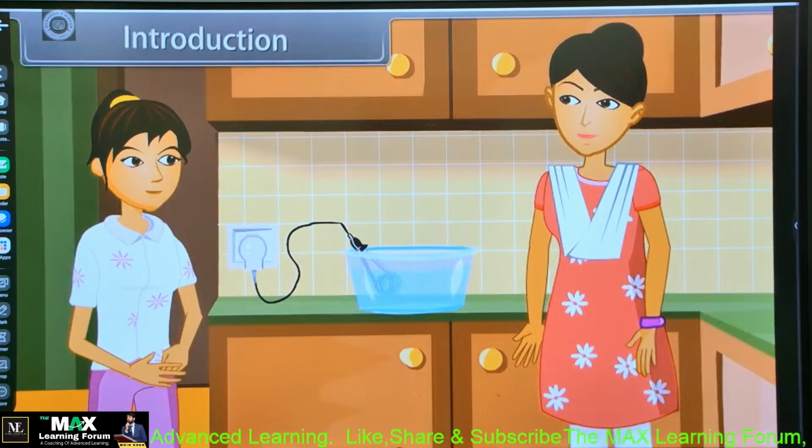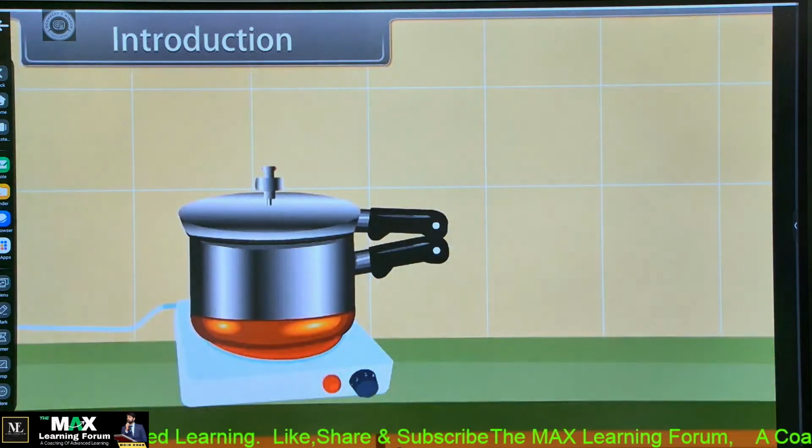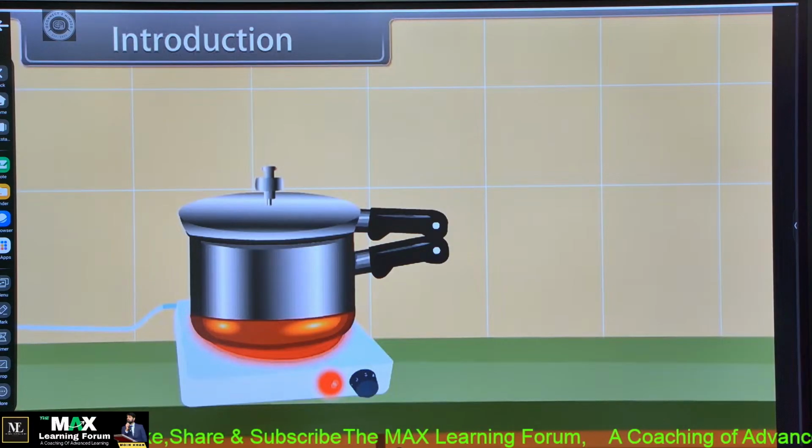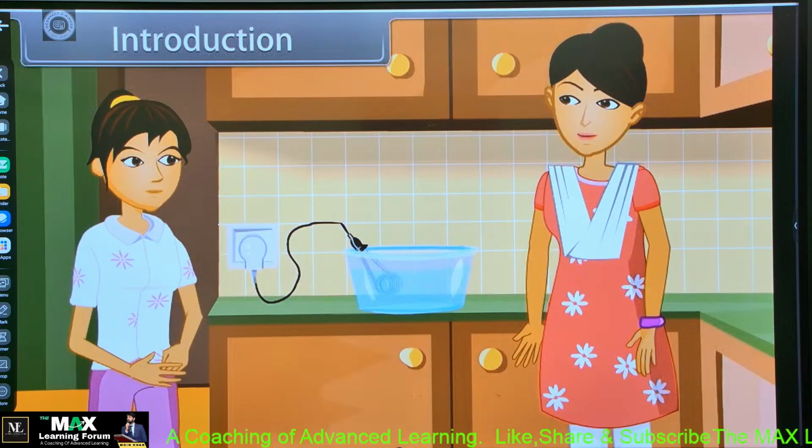Introduction. Rita, I have placed an immersion rod and a bucket to heat water. Do not go near it. I wanted to ask you about this. How can electricity heat water or cook food, such as in an electric cooker that you use to cook rice? This is all because of the heating effect of electricity. Let me explain this to you.